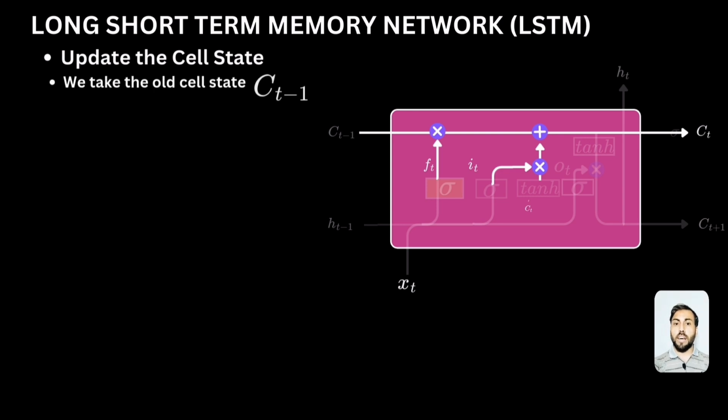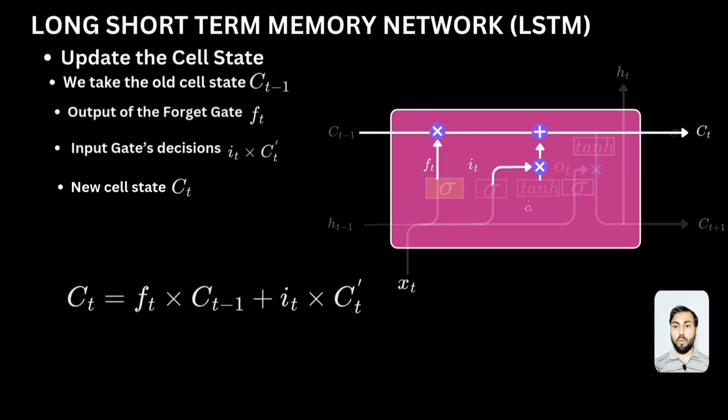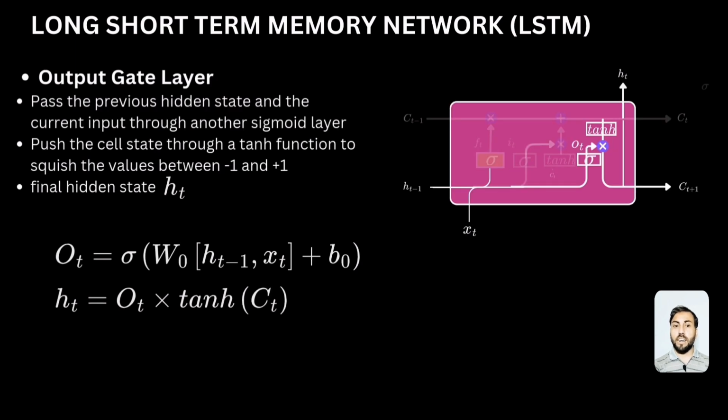Finally, we need to decide what our LSTM is going to output for this time step. First, we pass the previous hidden state and the current input through another sigmoid layer. This layer decides which part of the cell state will make it to the output. Then we push the cell state through a tanh function to squeeze the values between -1 and +1. Multiply this filtered cell state by the sigmoid output, giving us the final hidden state. And that's it. That's how LSTM works.